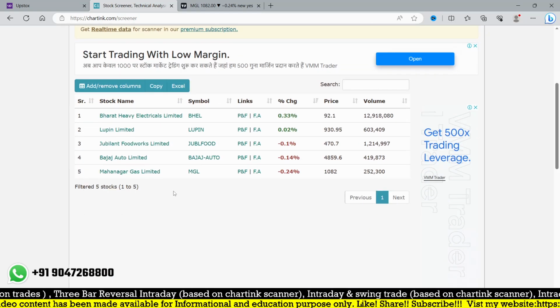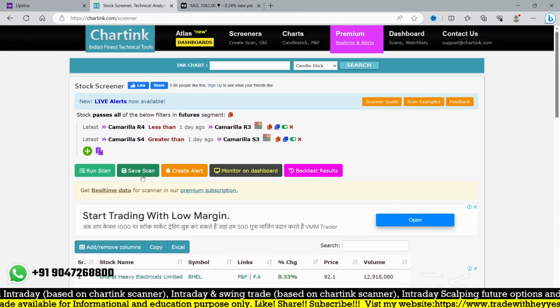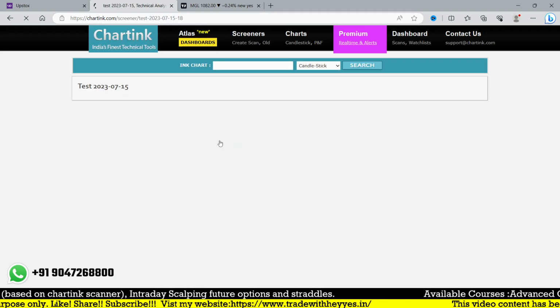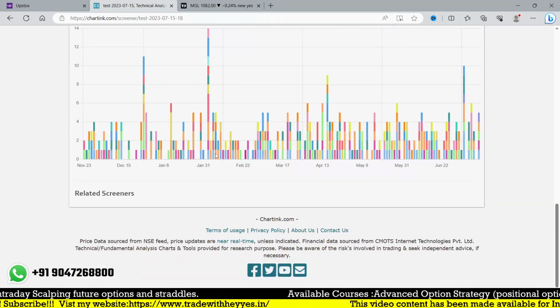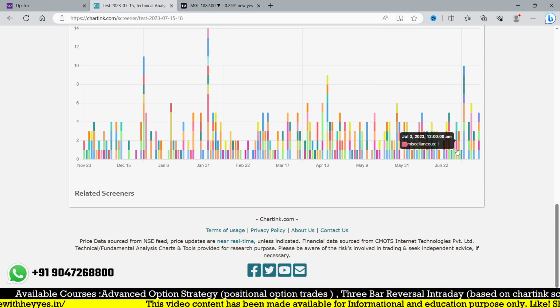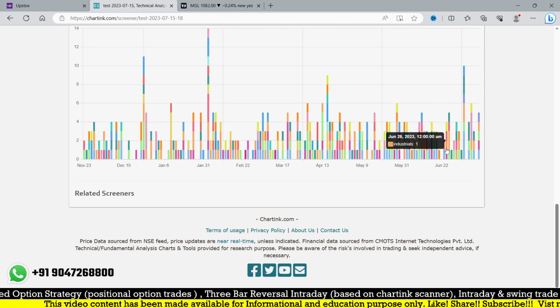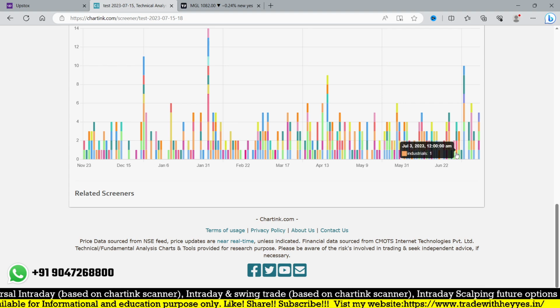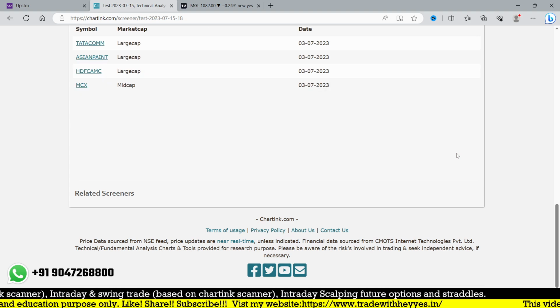Let me note down the stocks. Okay, so let me save this scan with the name of test. Okay, I'll submit this. And for the backtest, we have to do a backtest on a very small number of stocks, one day back. We got it. So let me go randomly in this June. July 1st or July 3rd is the first day of this month. Maybe from this point we can backtest.